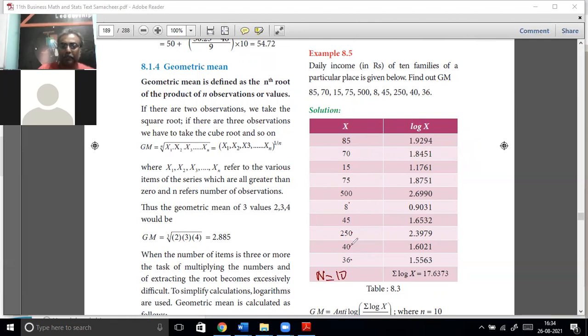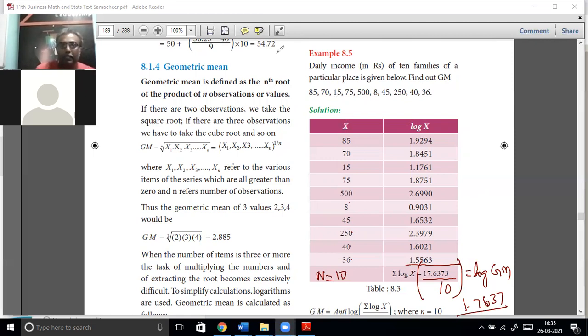That's all. You don't have to count all the frequencies together. That is the N. Now log of X, everything, 85 you find from calculator, you will get that. Or you want to use the tables at the end of your book, whatever, you use calculator, you get all this. Now finally you have to add all this log. You get 17.6373. And you add all of this. Then you divide it by 10. This will give you log of GM. Now the value is 1.7637. 1.7637 is the log.